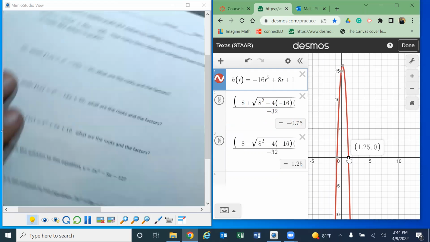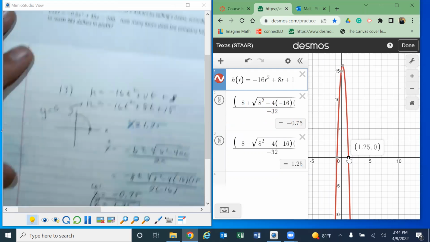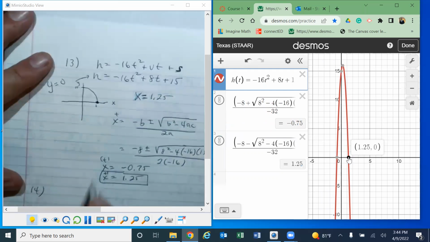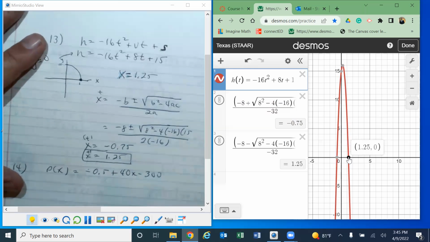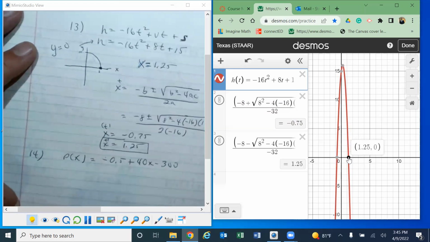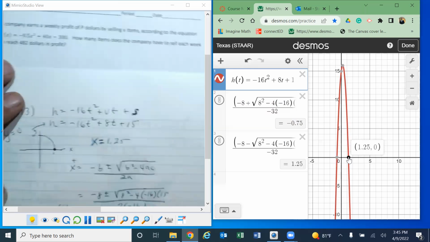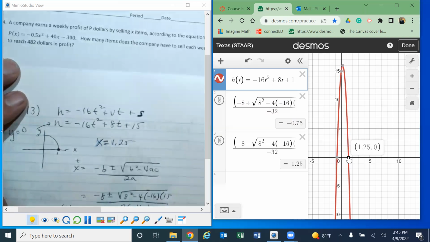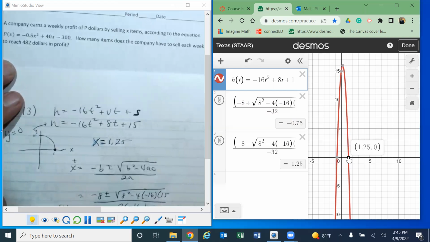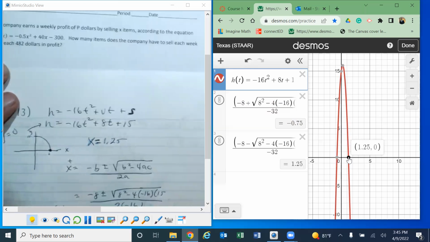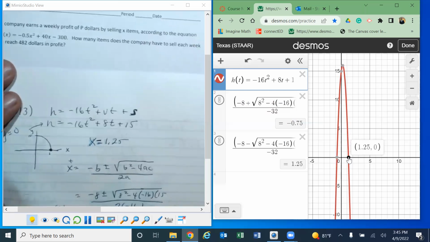All right, so here's another one. This one's a profit one. Now I'm just writing it down real quick. Okay, so this is the profit one. It says here, a company earns a profit P. I'm reading this right here. Earns a profit P, so P represents profits by selling X items. Okay, so it'd be like shirts. Maybe you have a business, you're selling shirts. You have to buy the shirts and then you have to do something to the shirts to make a profit and you sell them. According to the equation, there's the equation I copied. How many items? That means they want to know.